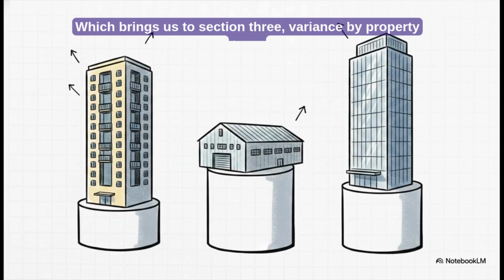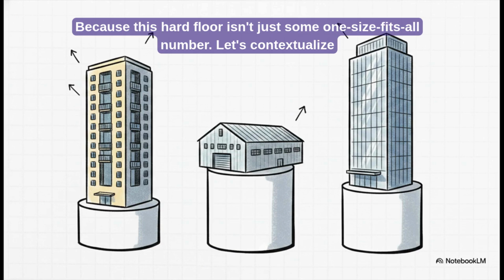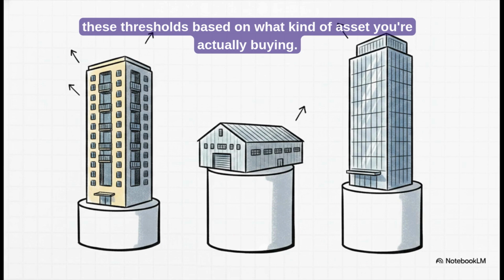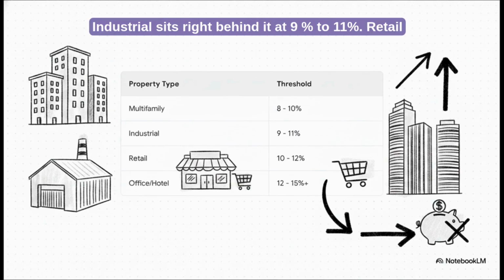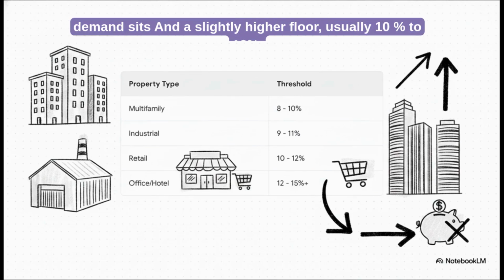Which brings us to Section 3, variance by property type. Because this hard floor isn't just some one-size-fits-all number. Let's contextualize these thresholds based on what kind of asset you're actually buying. Just take a look at the stark contrast in these thresholds. Multifamily assets, they typically clear at the lowest end, hovering around 8 to 10%. Industrial sits right behind it at 9 to 11%. Retail demands a slightly higher floor, usually 10 to 12%.